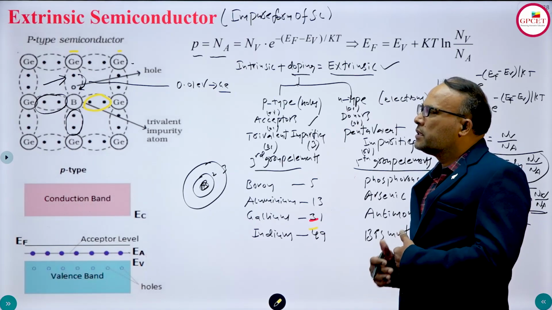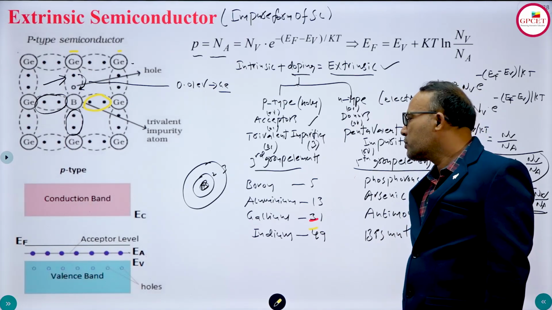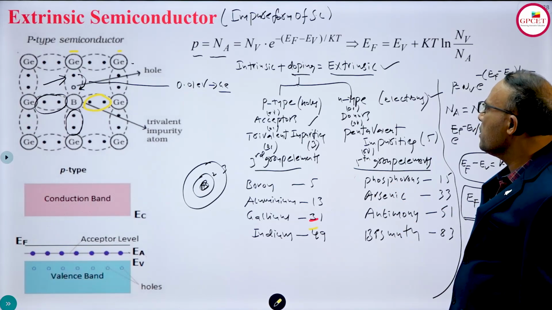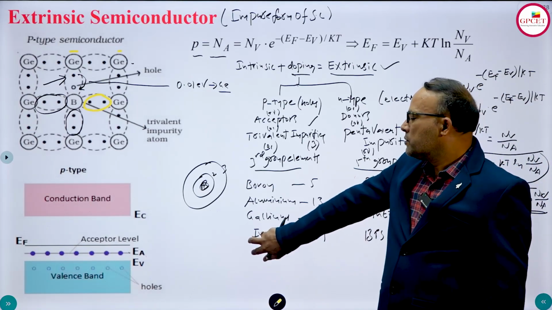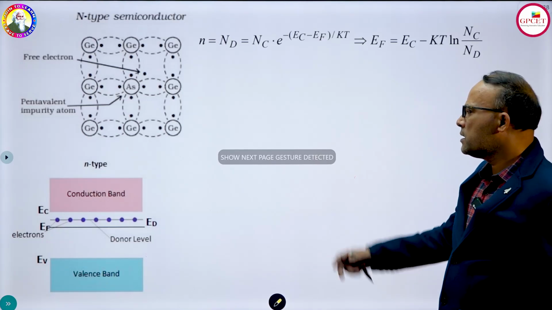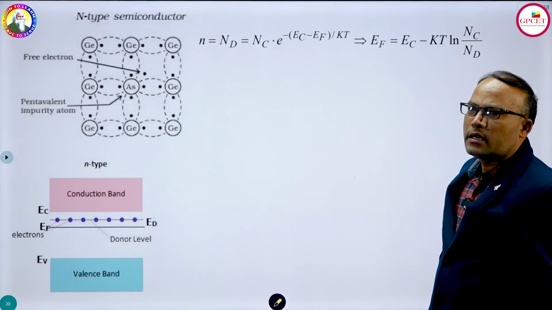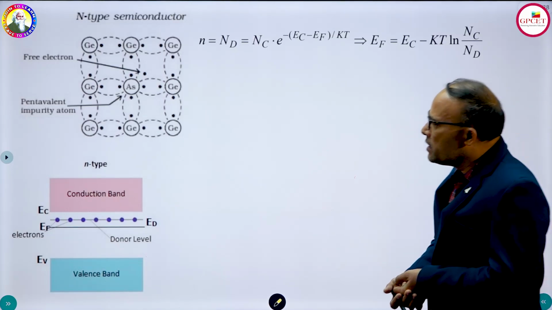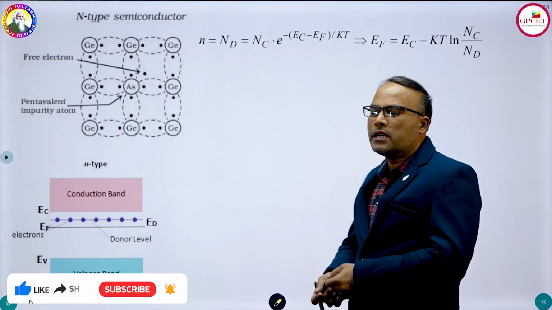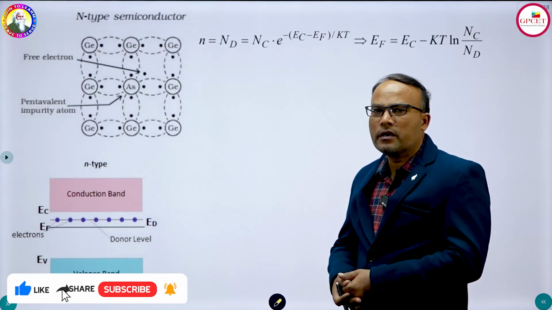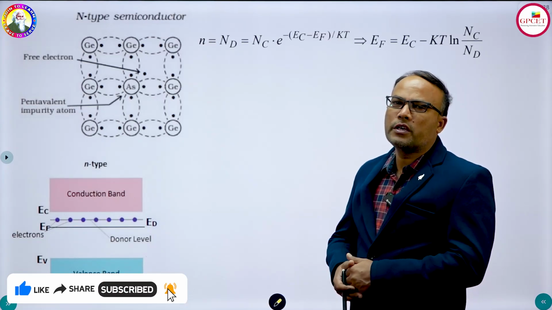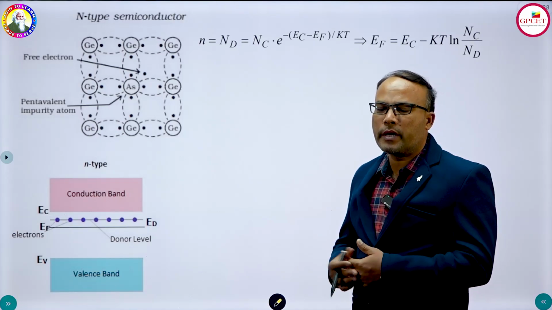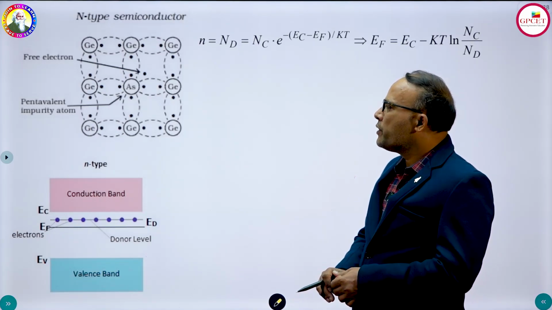Let us see the n-type semiconductor, taking into consideration the fifth group elements. It may be phosphorus, arsenic, antimony or bismuth. For the n-type semiconductor, I am taking arsenic, whose atomic number is 33. If you draw the energy band structure for arsenic, the outermost orbit contains 5 electrons, because it is a pentavalent impurity material. So 5 electrons will be there.